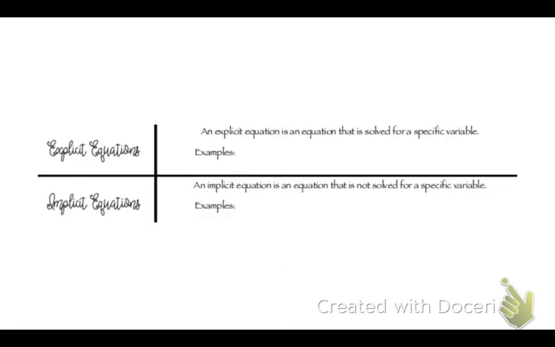Okay, now explicit equations, that's like y equals 2x plus 7. It's solved for a specific variable. Implicit means it's not solved for a specific variable. So x squared plus y squared equals 12. Y squared plus 9x equals -4. Xy minus 3 equals 15. Those are all implicit.